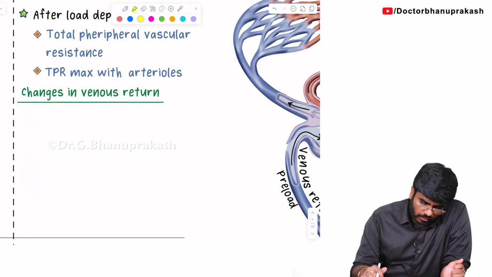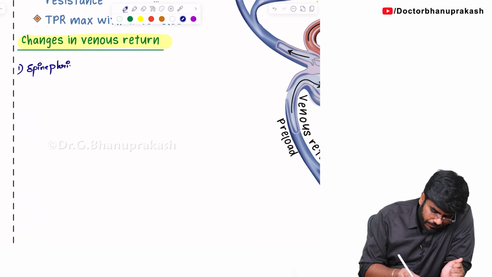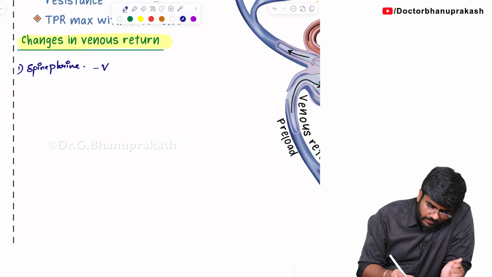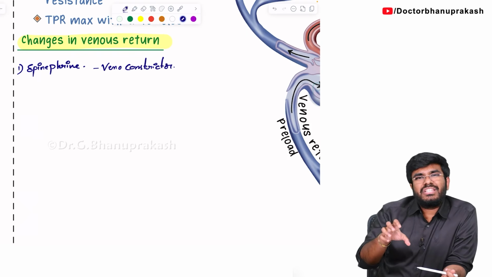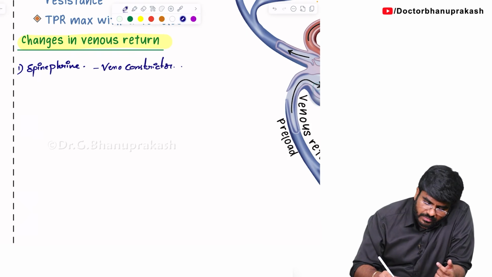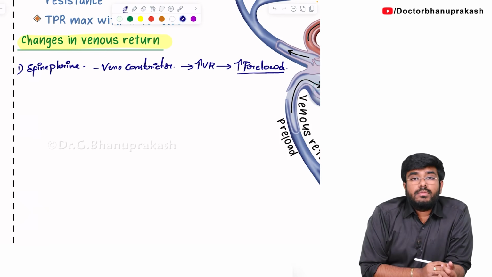Now let's see how the venous return changes. Changes in venous return. Let's talk about a drug called epinephrine. You know, epinephrine is a venoconstrictor, meaning it's going to cause a squeezing or constriction of the veins. You tell me, whenever there is venoconstriction, there is going to be increased venous return. Whenever venous return increases, there is going to be increased preload. So whenever the venous return changes, the preload automatically changes.